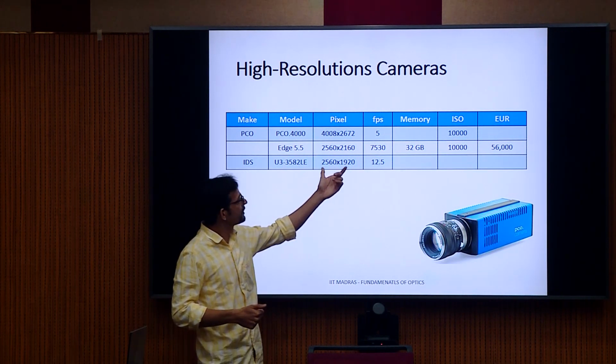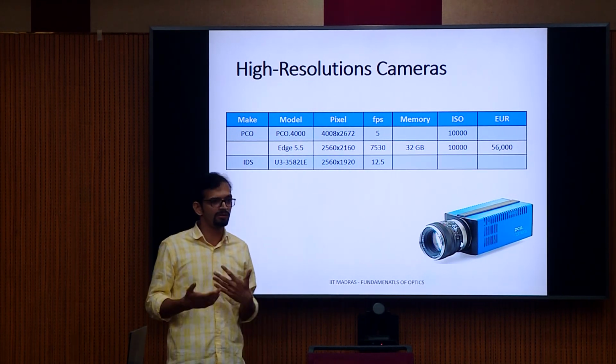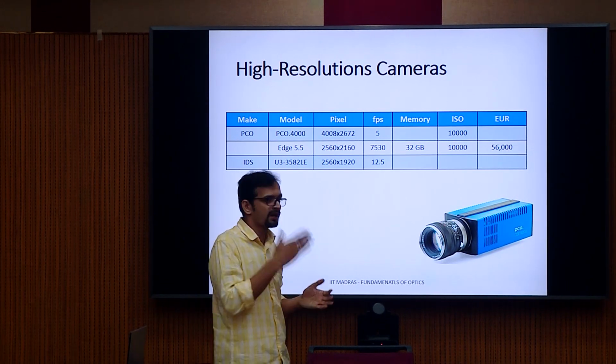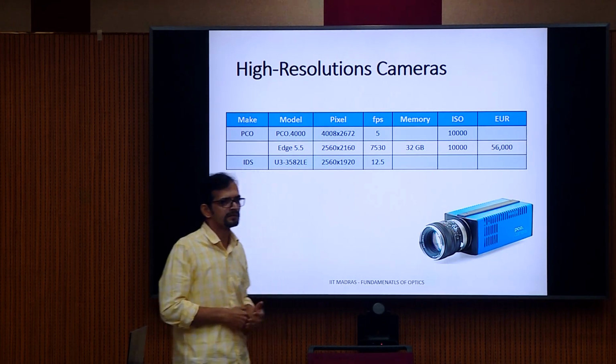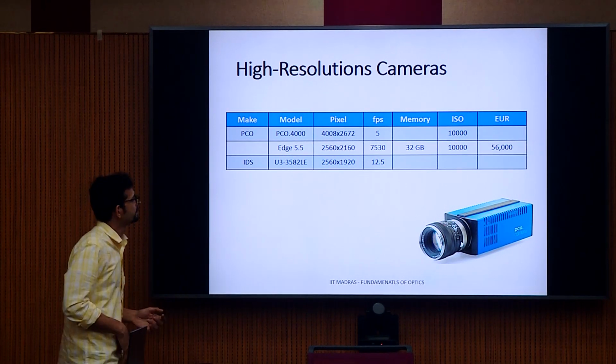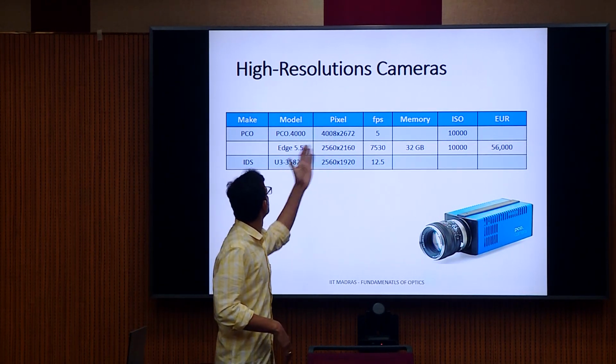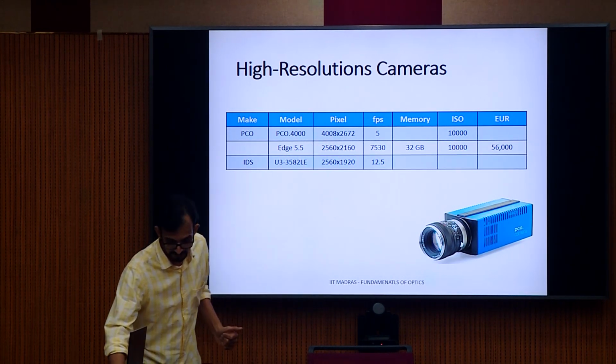Here we need to have more resolution. We want to see more resolution, so the pixel resolution should be very high, right? How the CCD is grown. Okay? So for that basically you have different models.